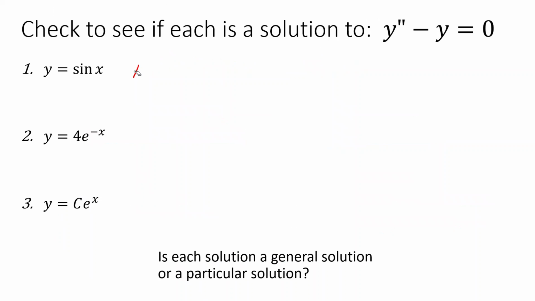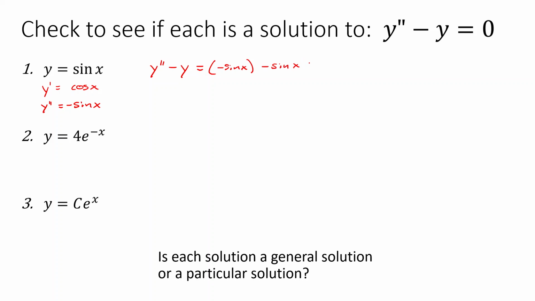All right, so let's get rid of that. Check to see if each is a solution to this differential equation over here, the second derivative, y double prime minus y equals 0. So we need to know what the second derivative is to check that, so we just take derivatives here. So y prime, derivative of sine is cosine. Second derivative, cosine is negative sine. So now if we plug this in, y double prime minus y would be equal to negative sine of x minus y, which is just sine of x.